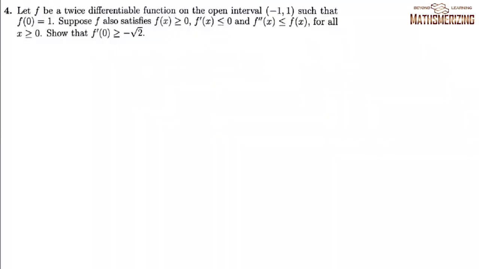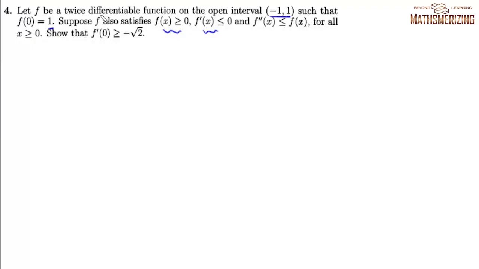Now question number 4 is, let f be a twice differentiable function in the open interval -1 to 1 such that f of 0 is 1. Suppose f also satisfies f x greater than or equal to 0, f dash x less than or equal to 0, and f double dash x is less than or equal to f x for all x greater than 0, then show that f dash 0 is greater than or equal to minus root 2.